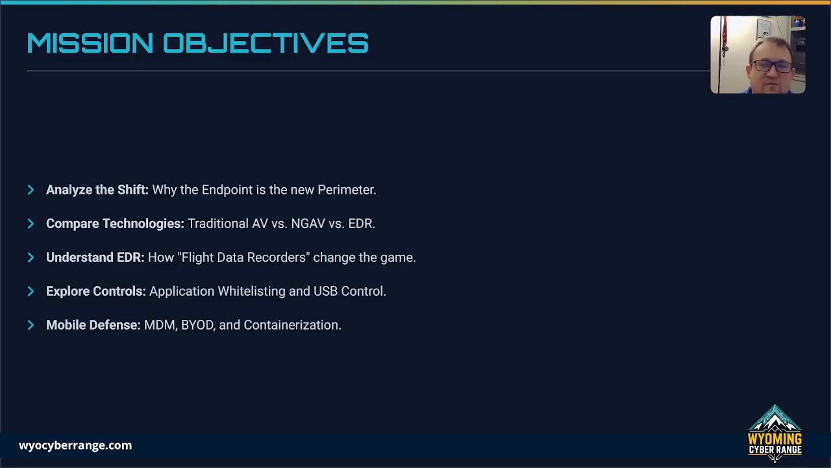So our mission objectives for today: first, we're going to analyze why the perimeter isn't really a thing anymore. We're going to compare the old school traditional antivirus against modern standards like EDR, endpoint detection and response. We're going to look at the flight data recorder, the concept of the EDR itself. We're also going to look at how we cover critical components like application whitelisting and USB blocking. Finally, we'll discuss mobile defense and how to handle personal devices in the workplace, because people are going to bring their own cell phones. How do we handle those?